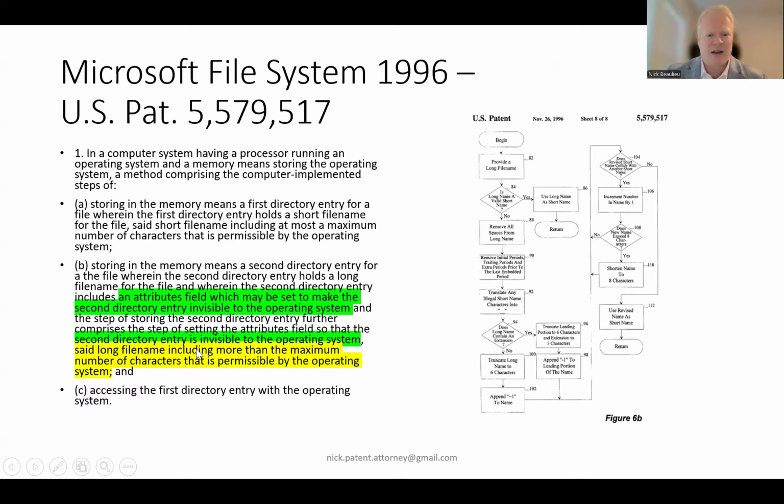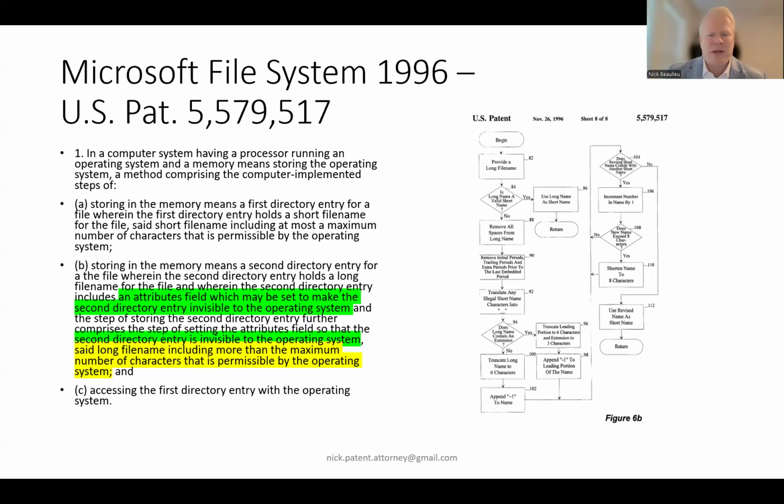It says said long file name, including more than the maximum number of characters that is permissible by the operating system. So right there, this requires that it's more. So you could have just equal to the maximum number, or you could have less than the maximum number. So if you change the length of the file, the long file names, which is calling here, then that would be a design around.